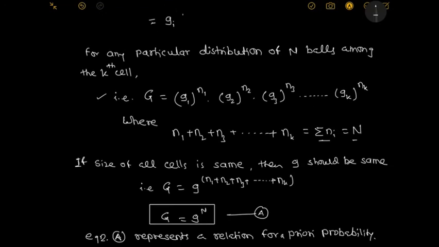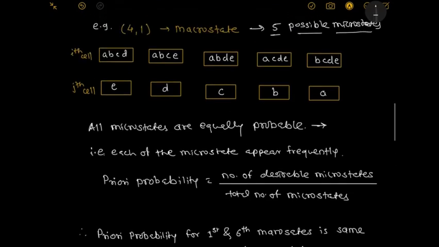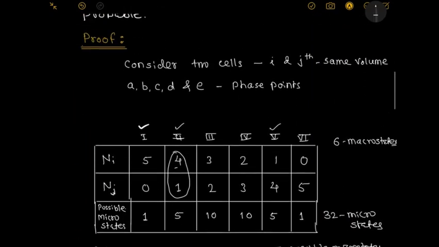That equation represents a relation for a priori probability. Hence, the probability of finding the distribution of balls in a given box is based on its a priori probability, and that a priori probability depends upon the size of each cell. That gives the relation for a priori probability. Hence, in today's lecture, we discussed a priori probability.